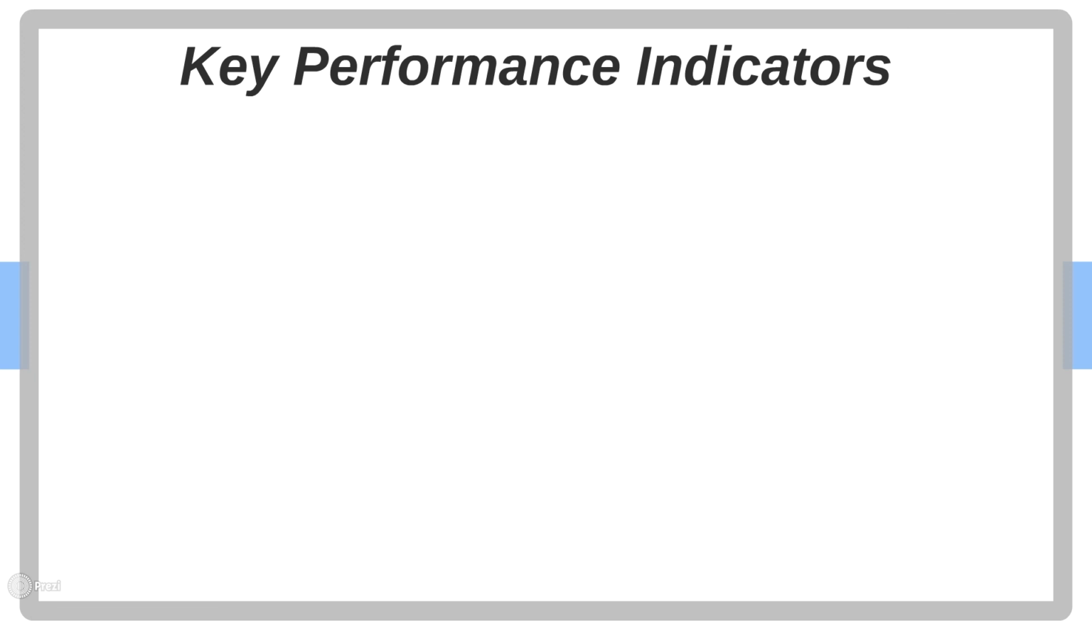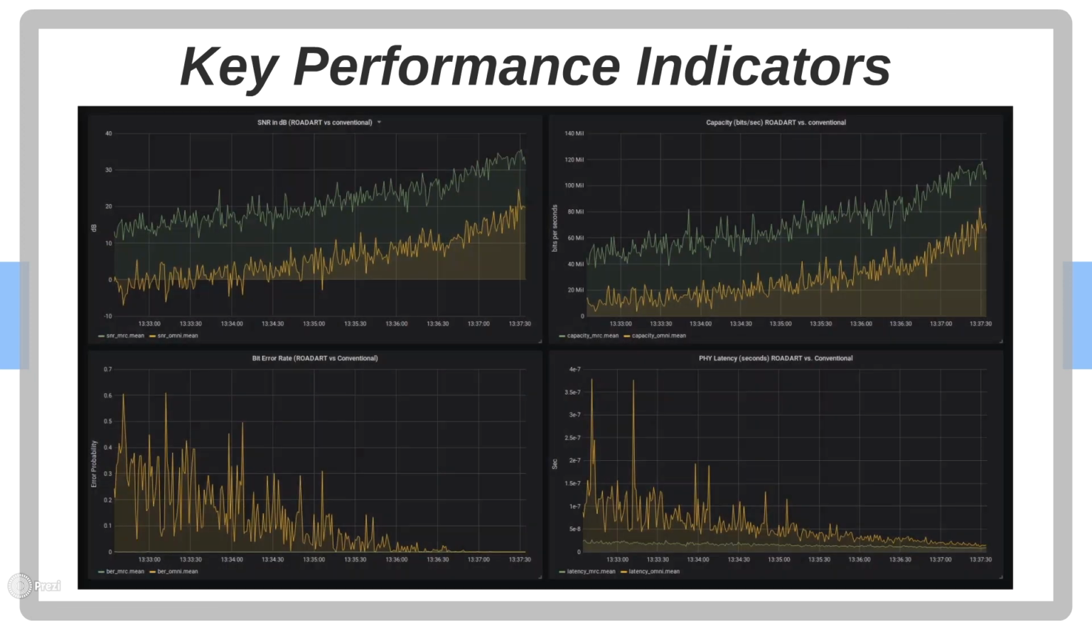In order to monitor, validate, and evaluate the performance of the diversity engine, several key performance indicators were measured or calculated in real time during tests and demonstration. The KPIs were displayed in real time using the visualization web tool Grafana.